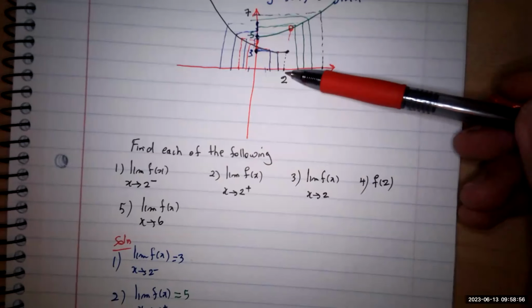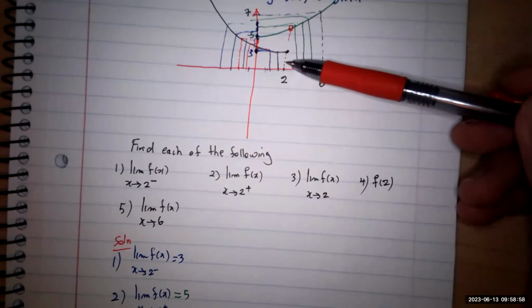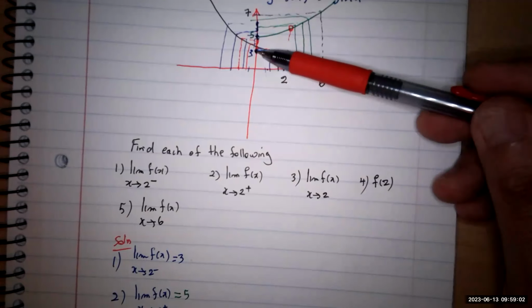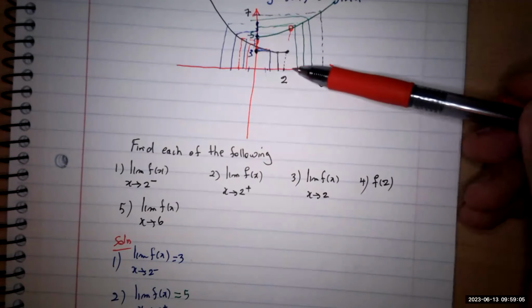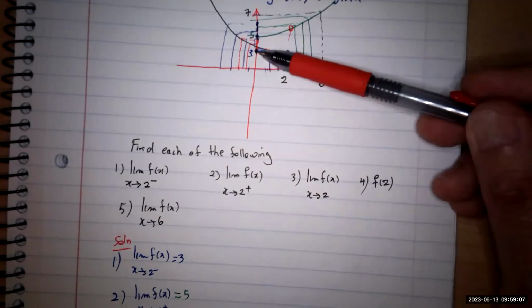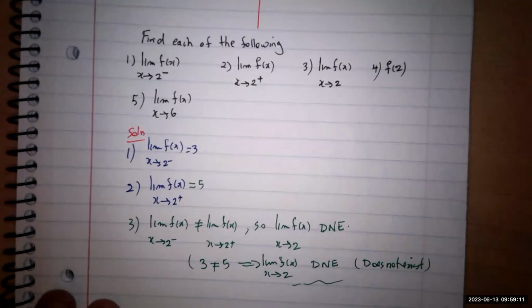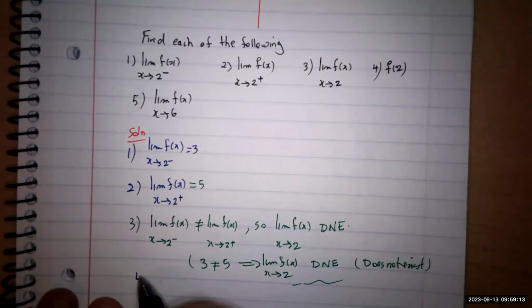You see x equal to 2, you know that to find it, you get the vertical line. That vertical line intersects the graph at 3 here. So the value of the function at 2 is equal to 3. So the part 4, f of 2 is equal to 3.